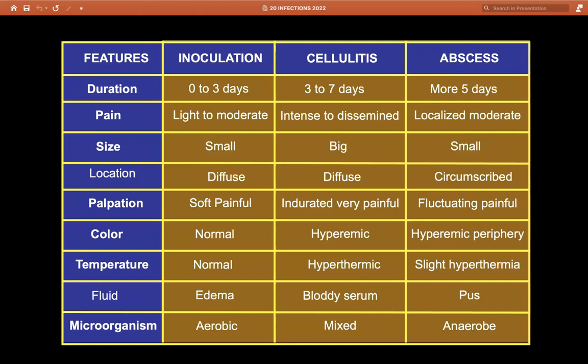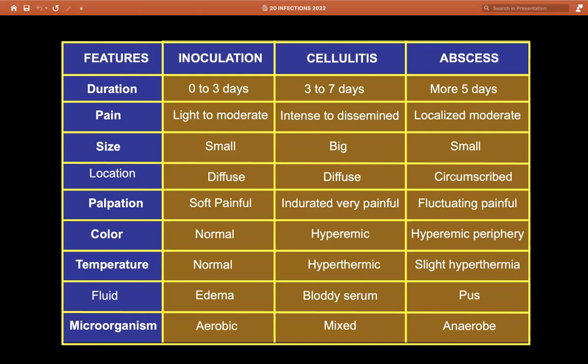Now, the liquid in there, the fluid. In the inoculation, we'll have an edema, which means we'll have an extravasation of the blood plasma. So we'll have like an inflammation there. In the cellulitis, we'll have the bloody serum. And in the abscess, we'll have something organized. We'll have the pus or the purulent content.